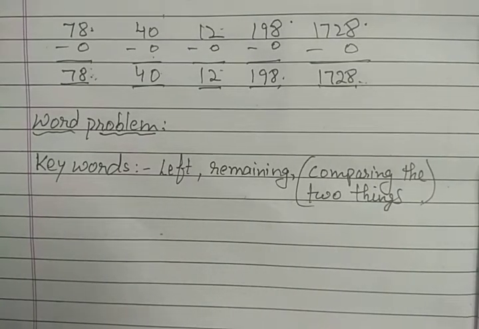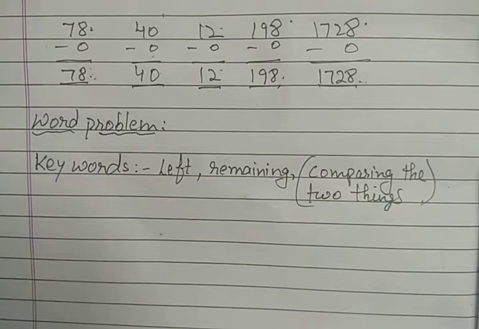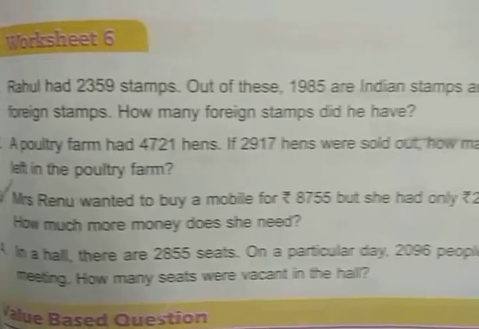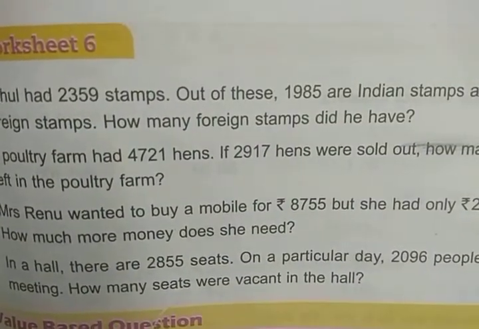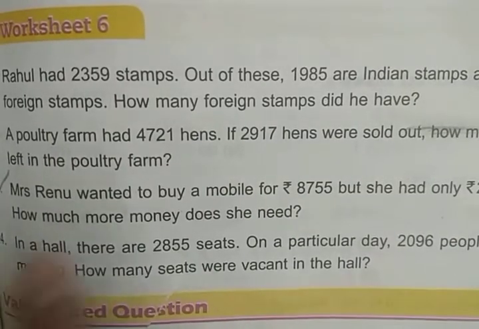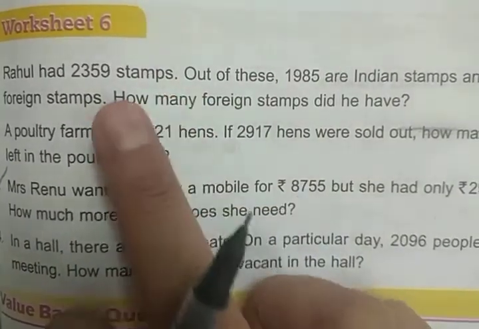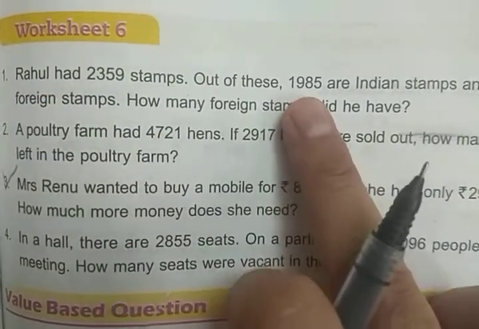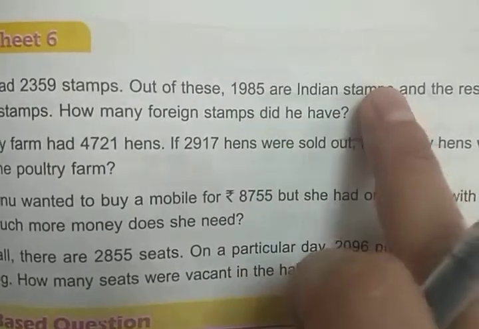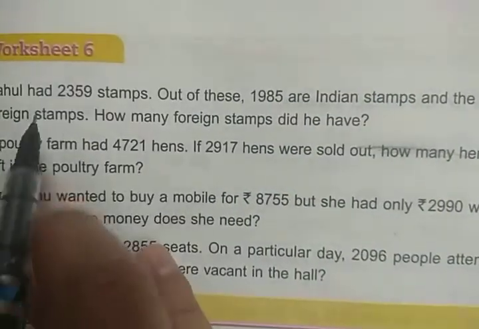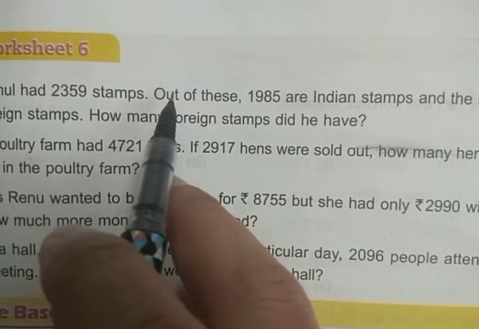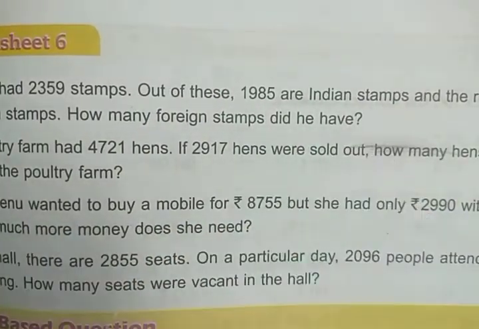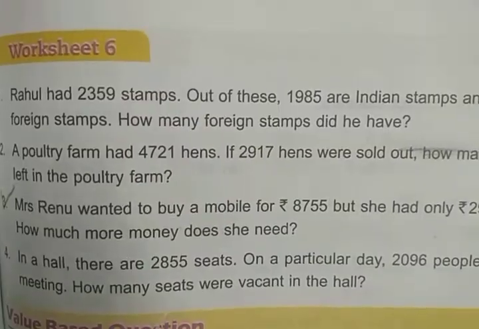So let us start with the worksheet. Here is the first question of worksheet number 6. Rahul had 2,359 stamps. So here the total number of stamps is given. Out of these, 1,985 are Indian stamps and the rest are foreign stamps.